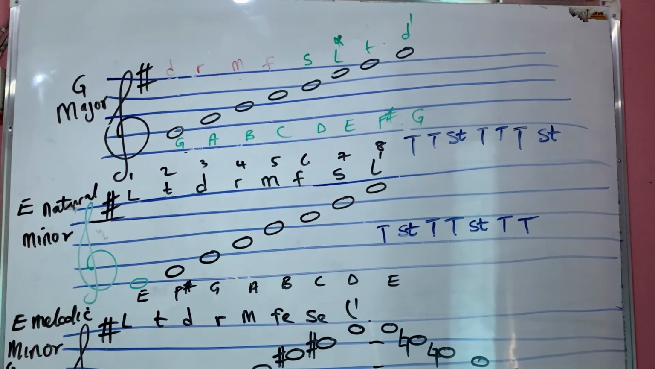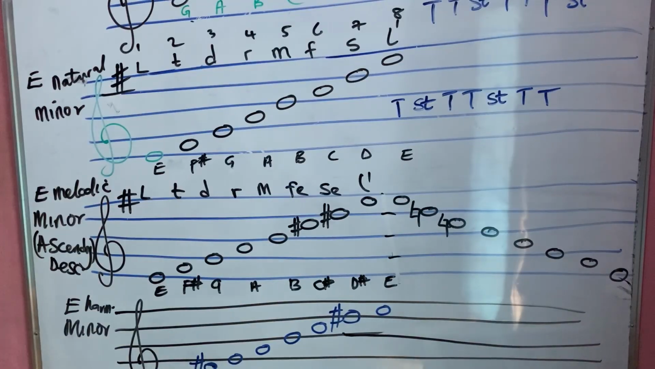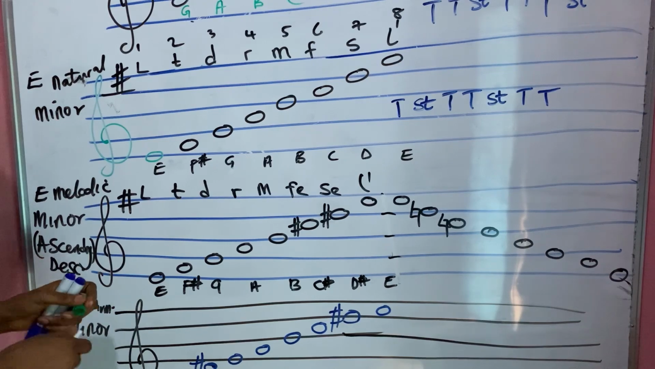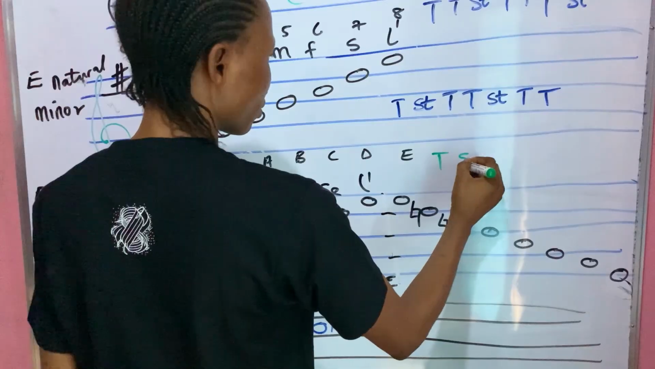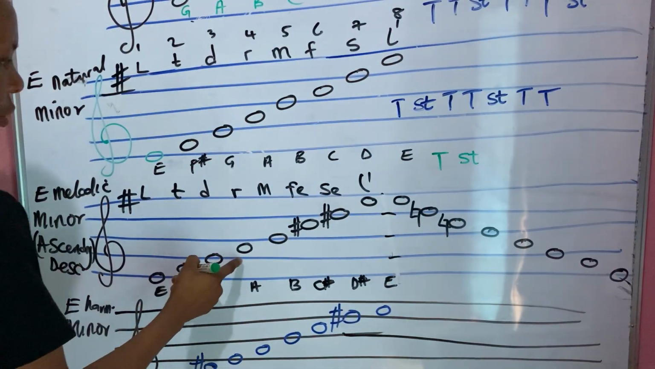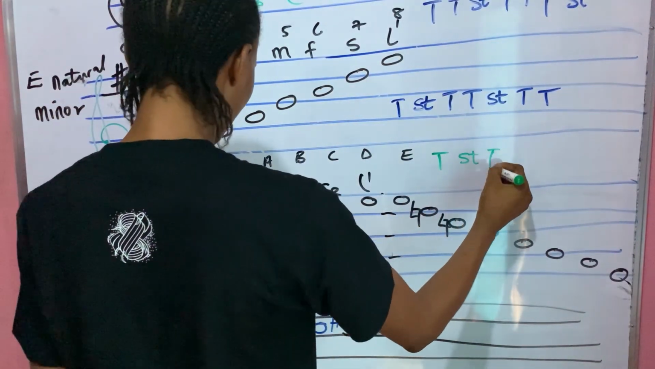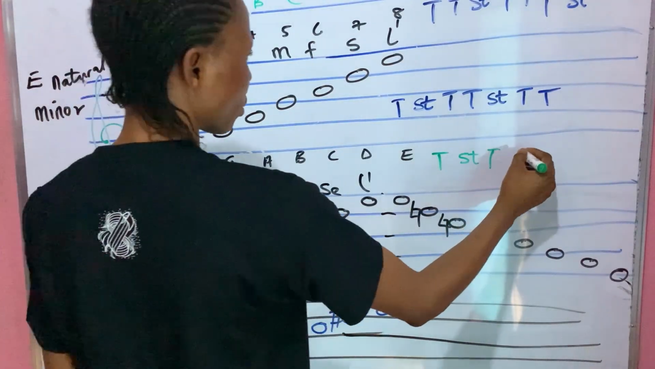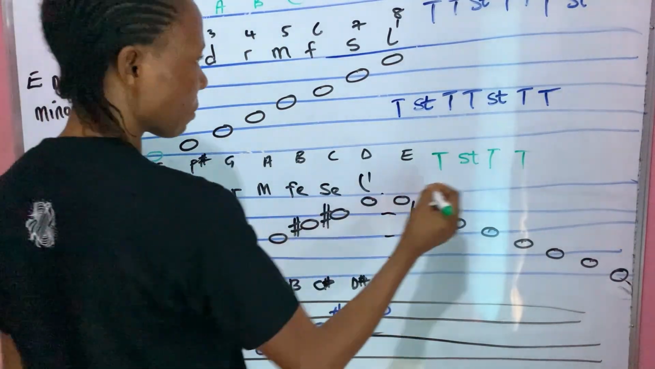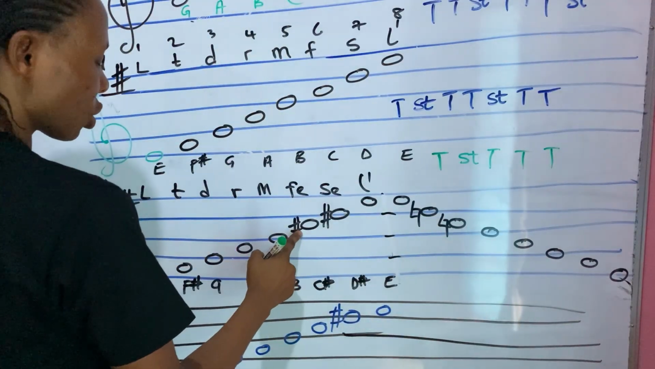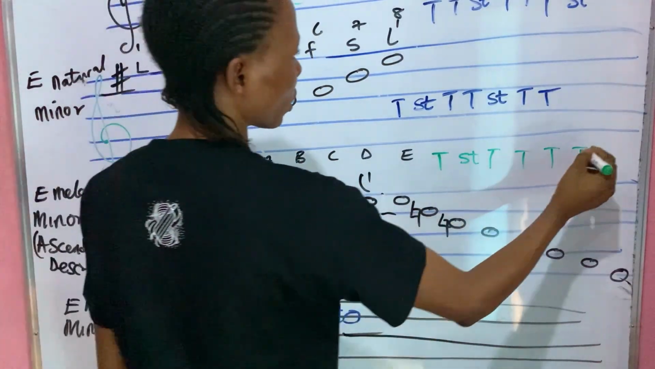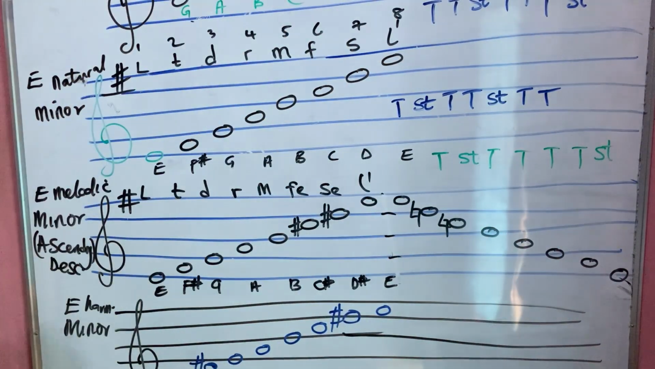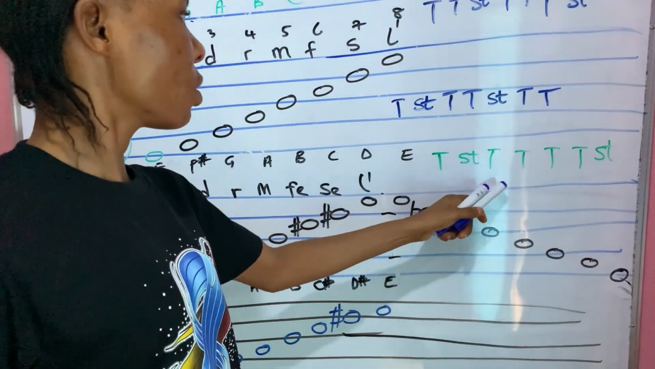Then let's find out the formula for melodic minor. Finding melodic minor, from E to F sharp is a tone, we've agreed. From F sharp to G is a semitone. From G to A is a tone. From A to B is a tone. From B to C sharp is a tone. From C sharp to D sharp is a tone. From D sharp to E is a semitone. So the formula for melodic minor is tone, semitone, tone, tone, tone, tone, semitone.